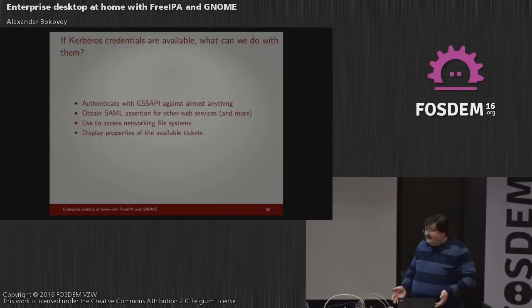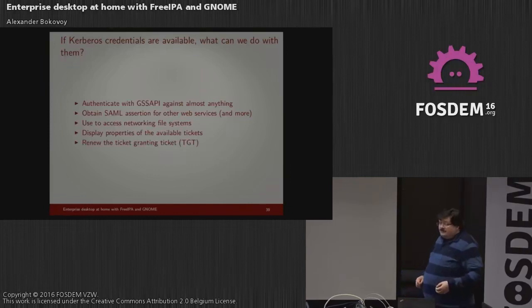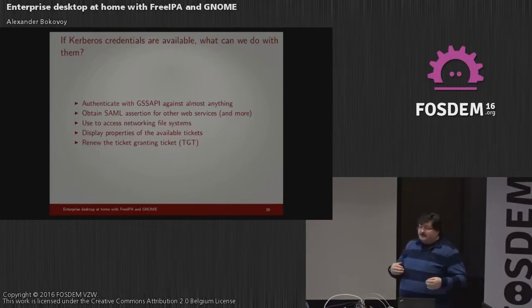And I obviously can display properties of the tickets that I obtained. It's not working well yet, and I will show how it's not working. But I also can renew the ticket. Typically, the ticket is issued for some time. For example, in Red Hat, it's issued for 10 hours, and then you have to obtain a new one to renew the old one. FreeIPA issues it for 24 hours, and you can configure it for the renewal. And SSSD can handle the renewal.